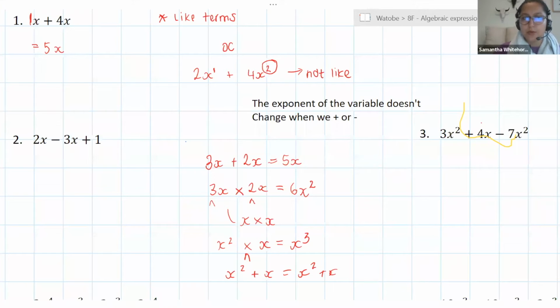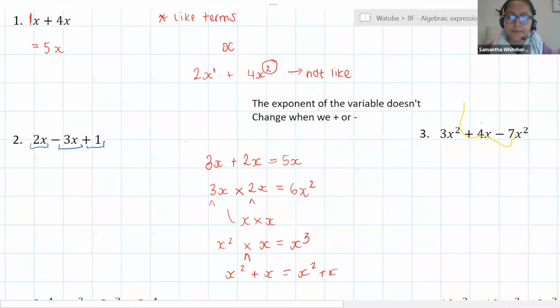Awesome. Cool. 3 terms. Well done. 1, 2, and 3 terms. Awesome. Well done. Now, the next thing I want to ask myself is, do I have any like terms?